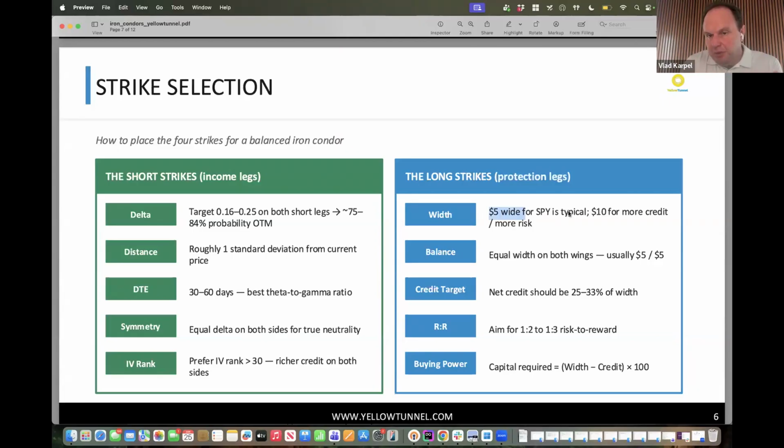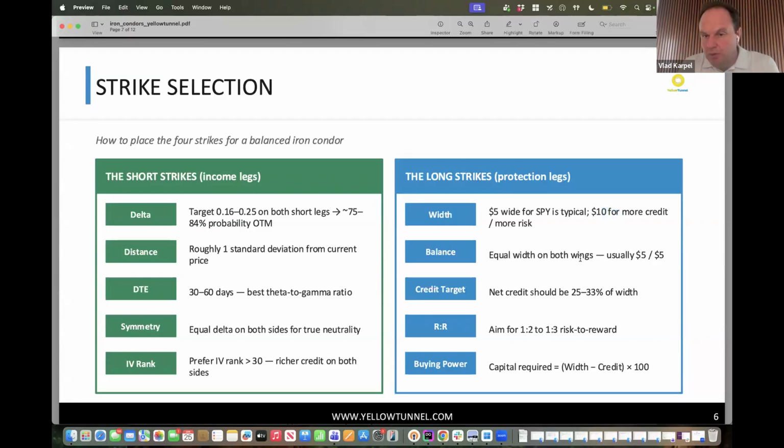So in this example, a $5 spread, typical $10 for more credit, more risk, right? And strike price is important. At 750, if it's liquid, you can do a $5 spread. But some of the stocks that are less liquid and don't trade in pennies, you might not be able to. Like Micron, it's very hard to trade a $5 spread on Micron, right? So you would have to go $10 spread if Micron is trading at 1,000.